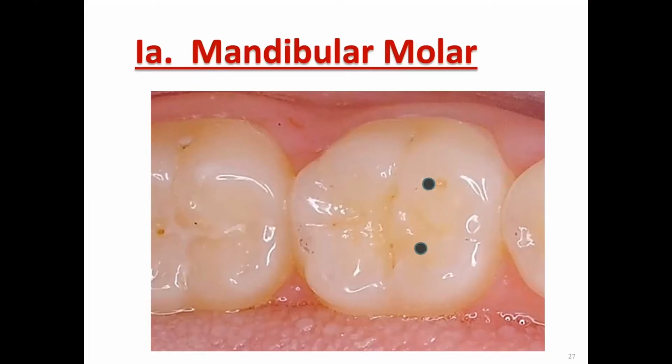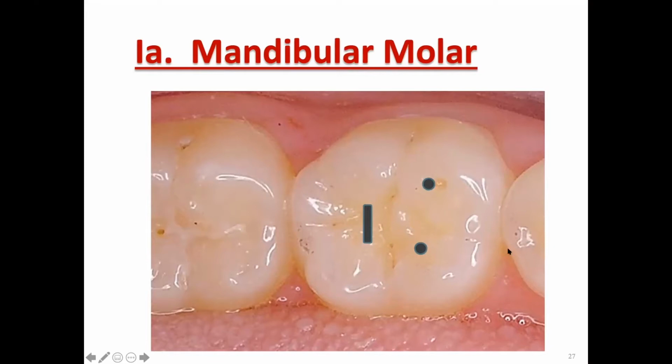The second point is going to be 1 mm buccal and 1 mm distal from the mesiolingual cuspal eminence. And the third point is going to be 2 mm buccal and 1 mm lingual towards the central groove. And this point should be 1 mm mesial to the transverse ridge, distal transverse ridge.